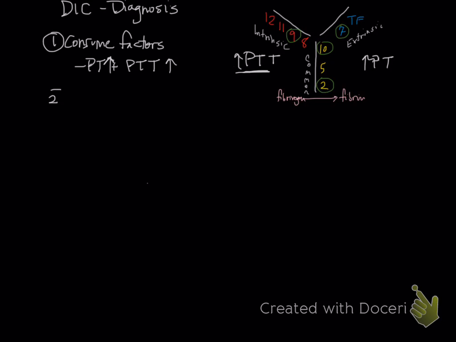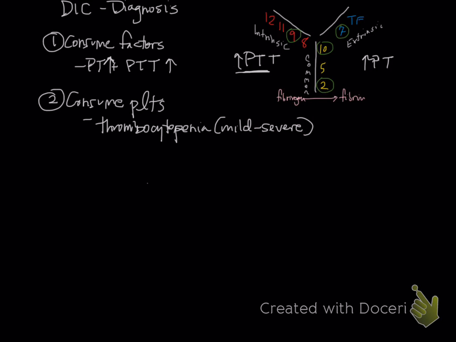So you consume factors. You also consume platelets because, of course, you're making clots and you need platelets to make those clots. The other possibility is that if you're consuming factors and bleeding, you can have a bleeding consumption as well. So you'll see a thrombocytopenia, and this thrombocytopenia can be mild or it can be severe. If it's just from bleeding, of course you expect it to be mild, but if you're consuming platelets to make all of these clots, it can be severe. So it's just one other thing that you look at.